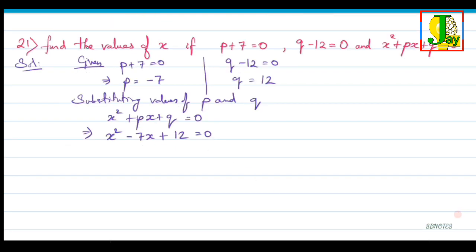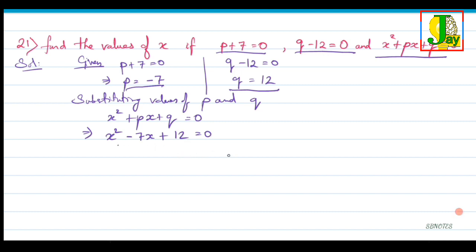In this question we have p plus 7 equals 0. This is one condition, and there is another one, q minus 12 equals 0. So these are the two conditions given, from where we get the values of p equals minus 7 and q equals 12. Now we substitute those values in the given equation. After substituting the values of p and q, we get x square minus 7x plus 12.